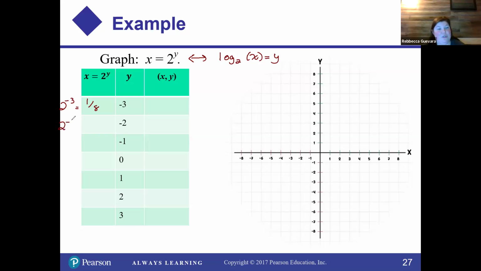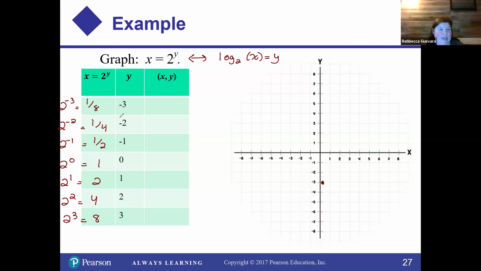If I do 2 to the power of -2, that's a fourth. We've seen this before. If I do 2 to the -1, that's 1/2. If I do 2 to the 0, that's going to be 1. 2 to the 1 will be 2. 2 to the 2 will be 4. And 2 to the 3 would be 8. So if I start here at about 1/8, that means that y should be about -3.